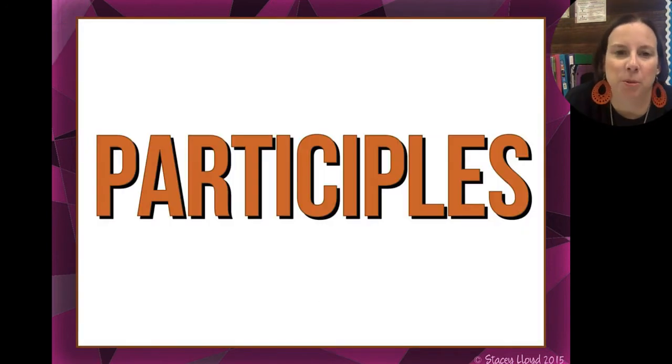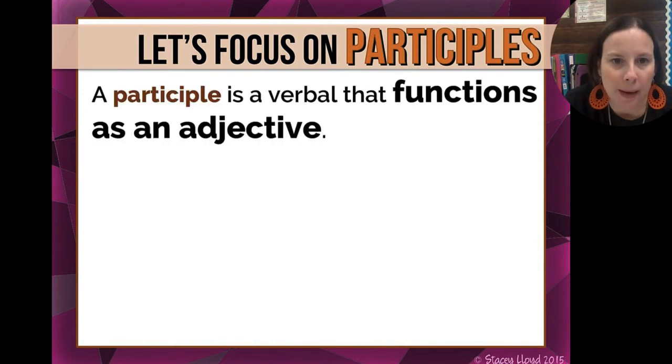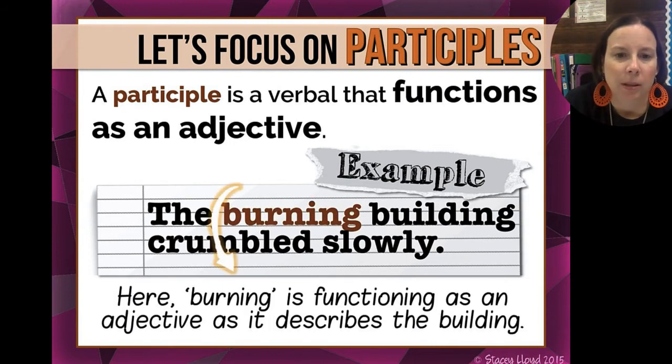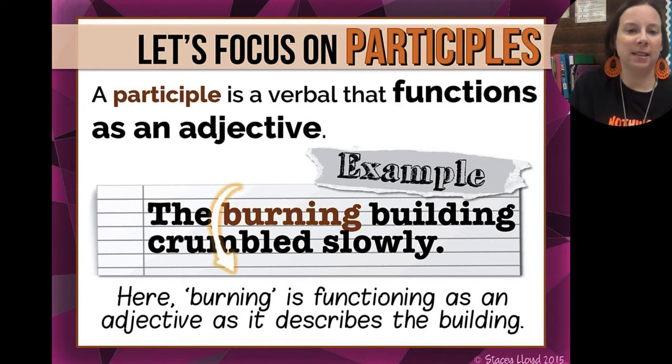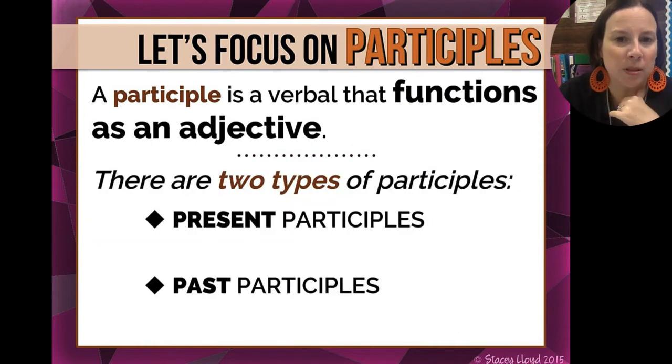Okay, next is participles. Participles are more difficult. Participles function as an adjective, which is the easy part, so it only has one function. For example, the burning building crumbled slowly. Which building? The burning building. Here burning is functioning as an adjective. It describes the building. But there are two types of participles, present participles and past participles.